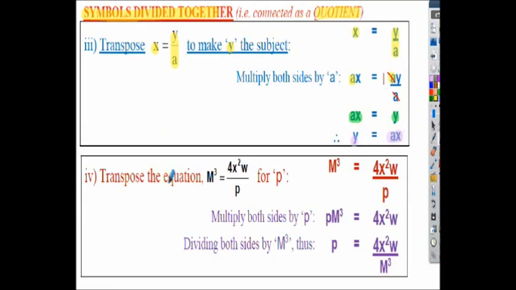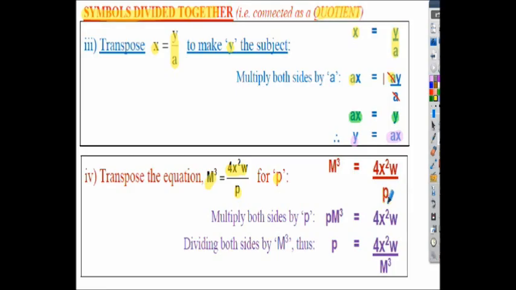On item 4 here we're asked to transpose the equation. M cubed is equal to 4x squared w divided by p. We're asked to transpose it for p. In this particular case p is in the bottom line to begin with, and I need it to be in the top line to be the subject. So the first thing I'm going to do here is multiply both sides by p to get p in the top line. And that's what I've done.